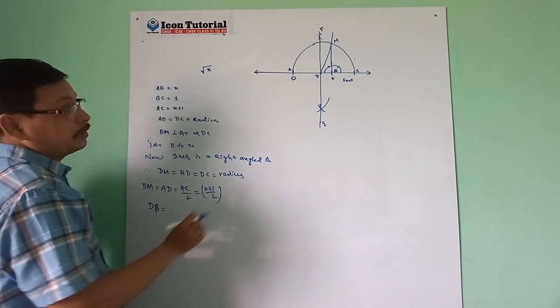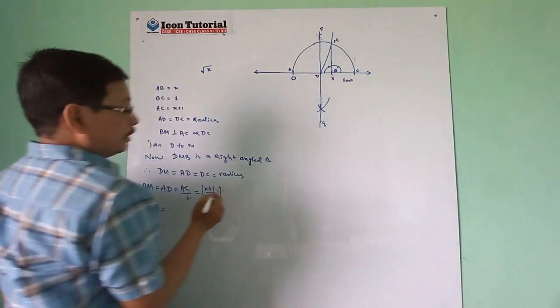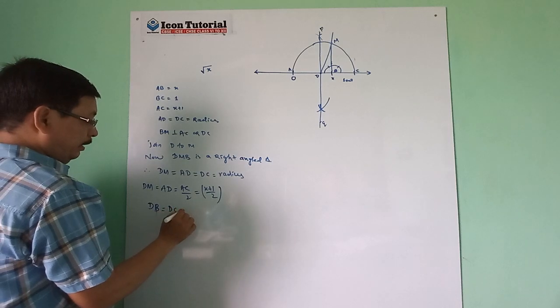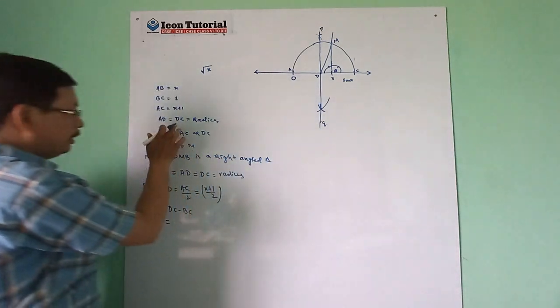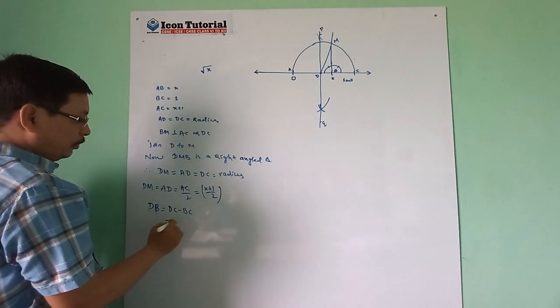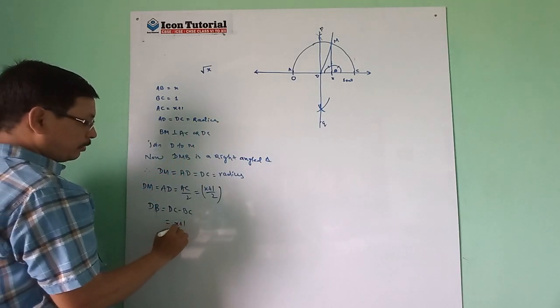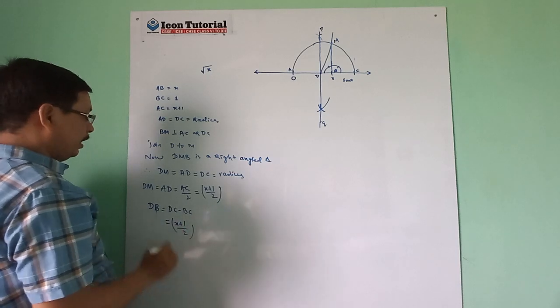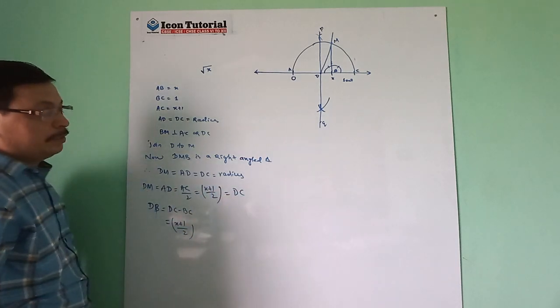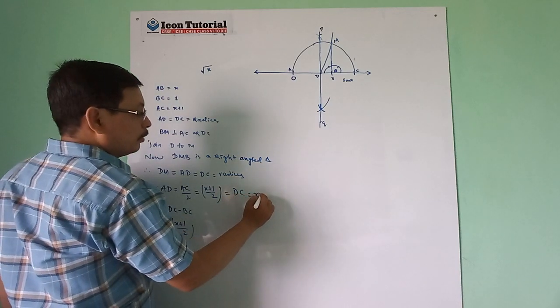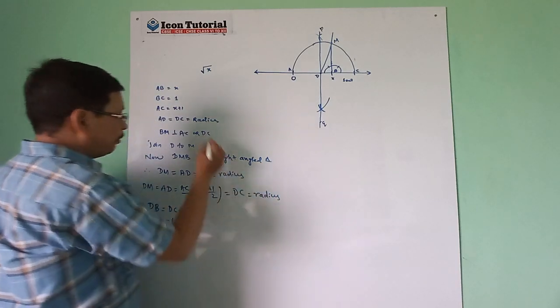DB equals, what is DB? DB is equal to DC minus BC. What is DC? DC you already know. It is the radius, also AD. So DC means (x+1)/2. So DM, AD is equal to DC, also DC, because it is equal to the radius. You know this already from previous steps.